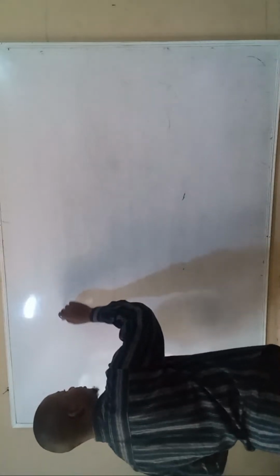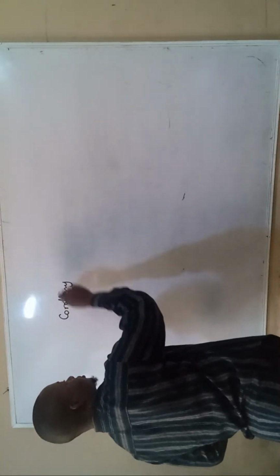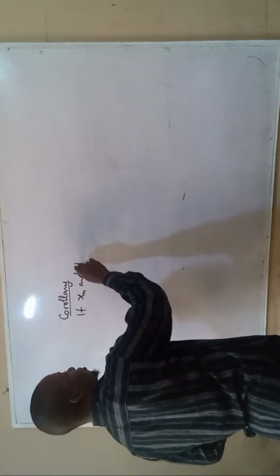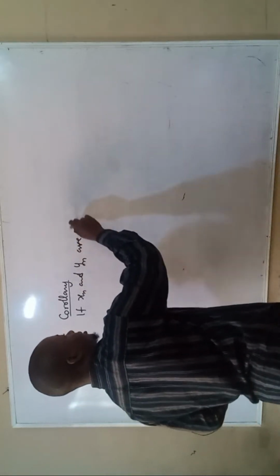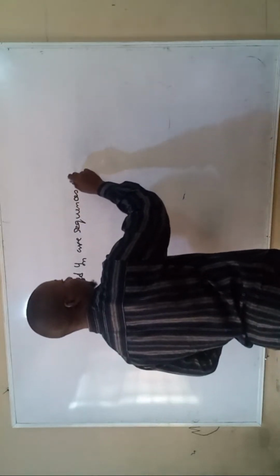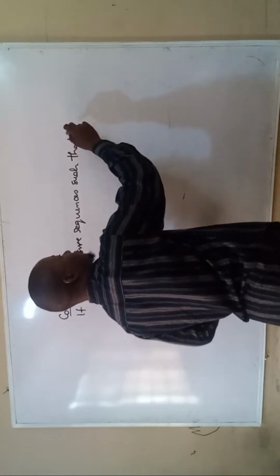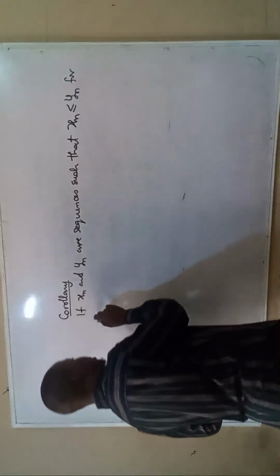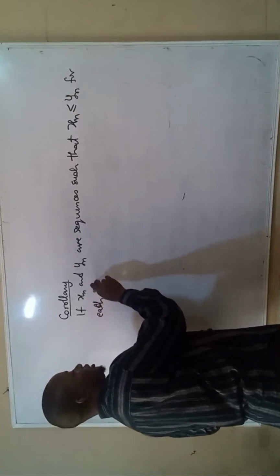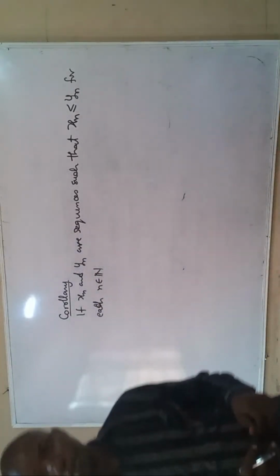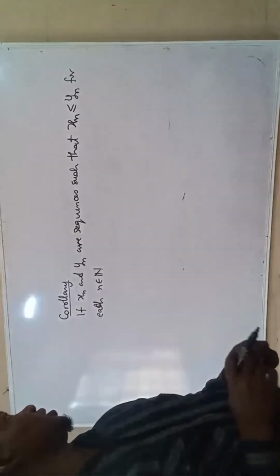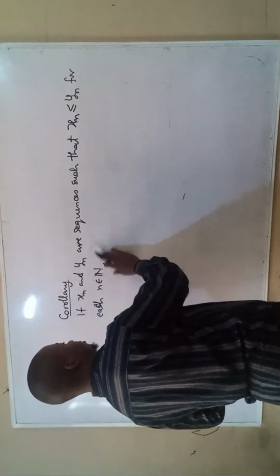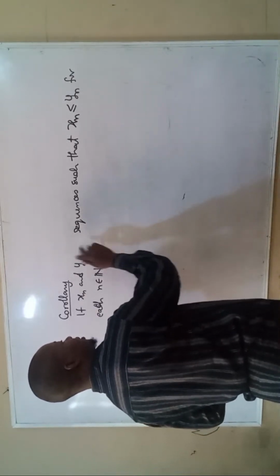So we put that vocabulary. It says xn and yn are sequences such that xn is less than or equal to yn for each n in N. Okay, if this happens for each n in N, let's refer this to this.